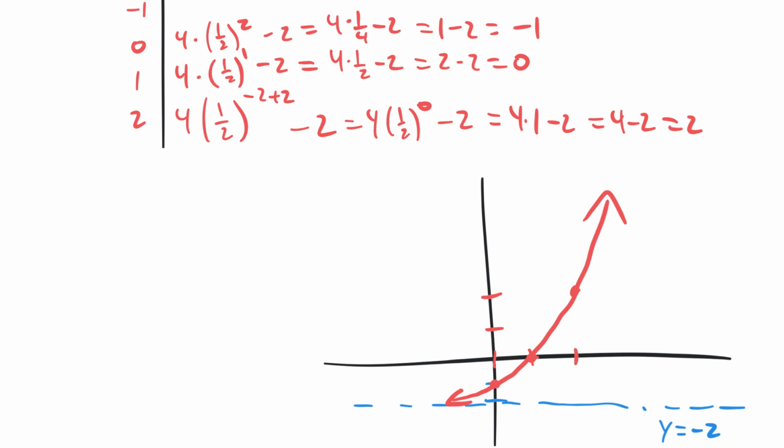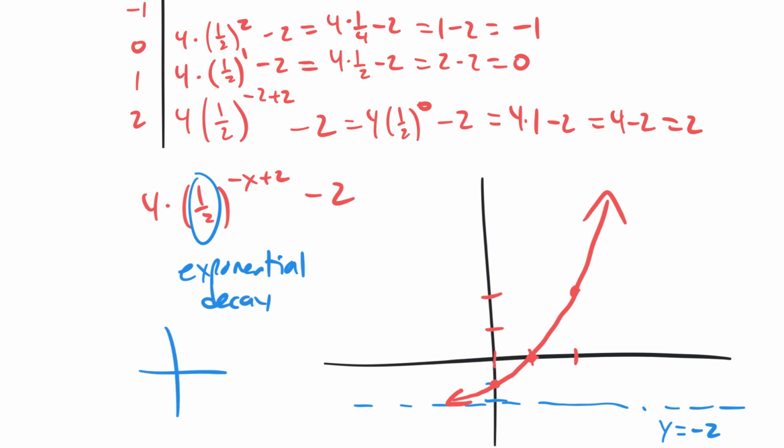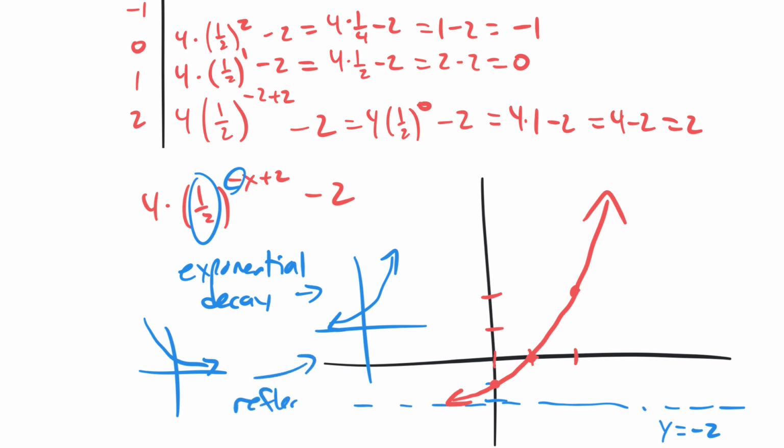What's kind of interesting about this one is it was 4 times 1/2 to the negative x plus 2 minus 2. So you might have been looking at this and thinking, oh, exponential decay. So you were thinking the graph would look like this. But then it looked like exponential growth. But that's because the negative here actually takes that exponential decay and does a reflection across the y-axis. So we reflected it. And if we reflect it across that y-axis, we can see it transforms the exponential decay back into exponential growth.